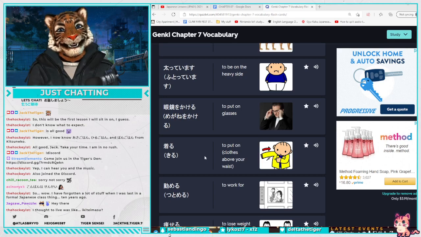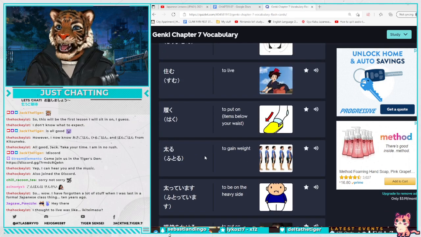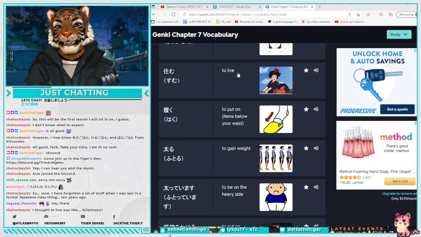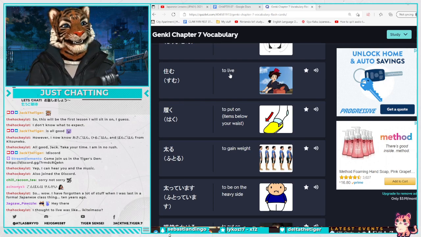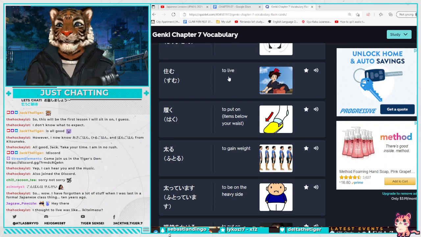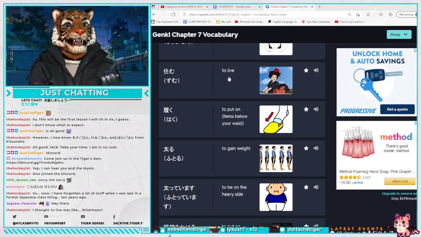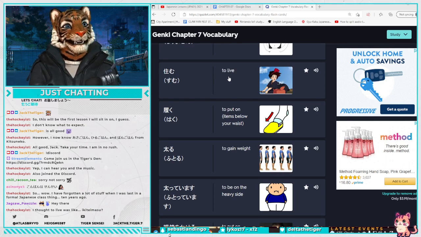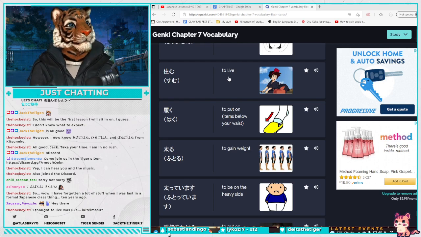Like, ikiteimasu? That's a different to live. And in fact, I don't like how this one says to live. In parentheses, it should be like to live at a location. Ikiru is literally living, whereas sumu is the location that you live in. Like, I could say I'm alive with ikiteimasu, but I would say California ni sundeimasu. I would say I live in California kind of thing.